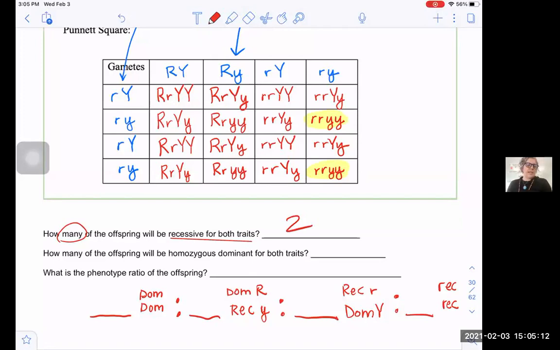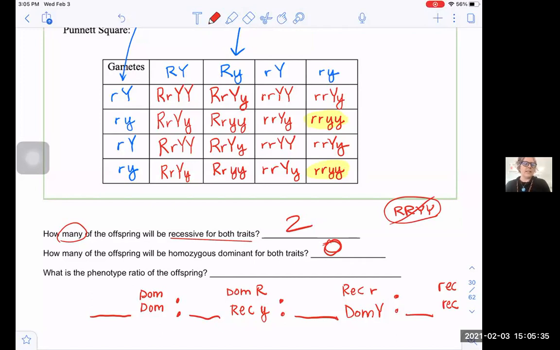The next question is asking how many of the offspring will be homozygous dominant for both traits? Zero. That would be a big old zero, right? Because homozygous dominant means big R, big Y, and none of our babies have that genotype.